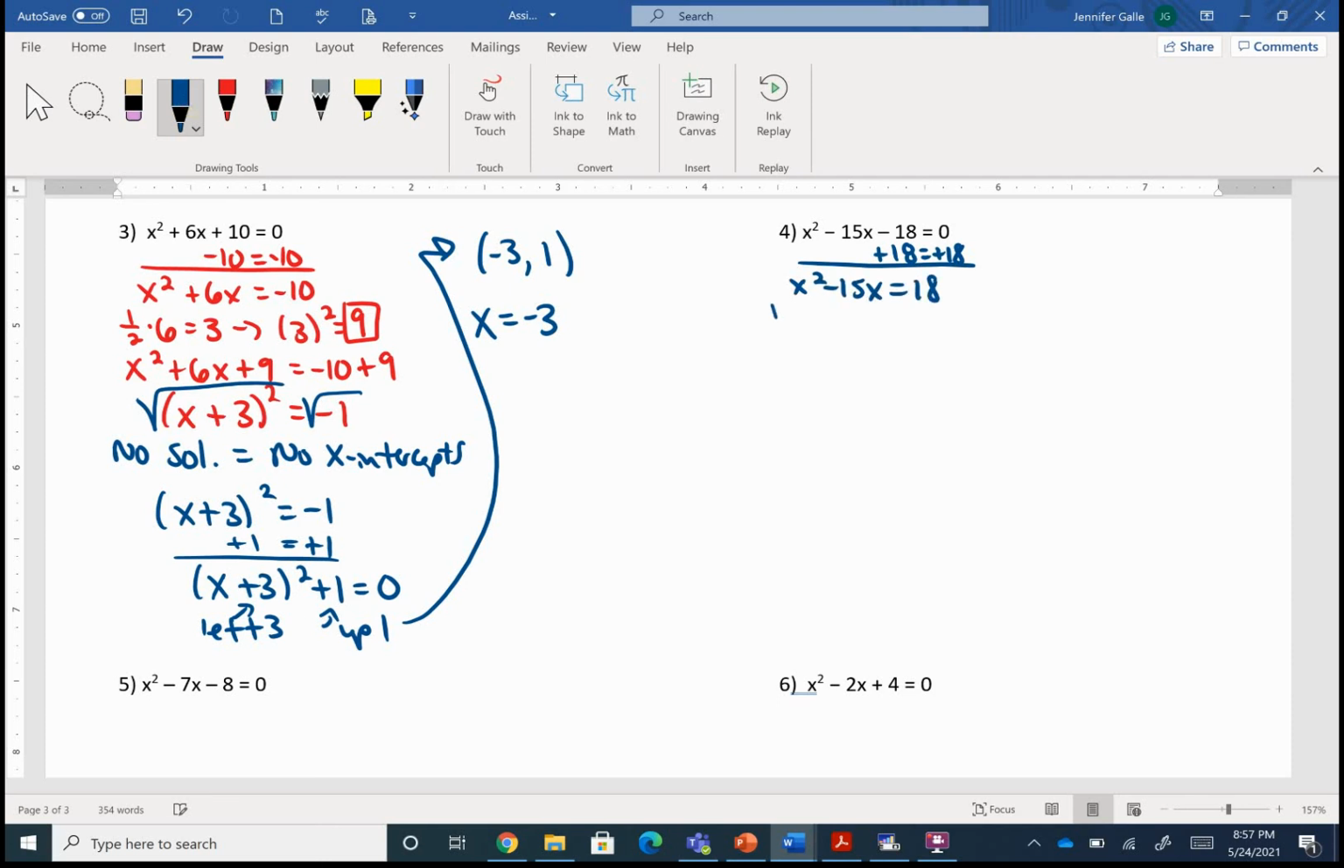Then we find half of b, and then we take that value and we square it. Negative 7.5 squared is 74.25. We need to add that square to both sides. So we're creating a square on the left side, but to keep things balanced, we also have to add it to the right side.